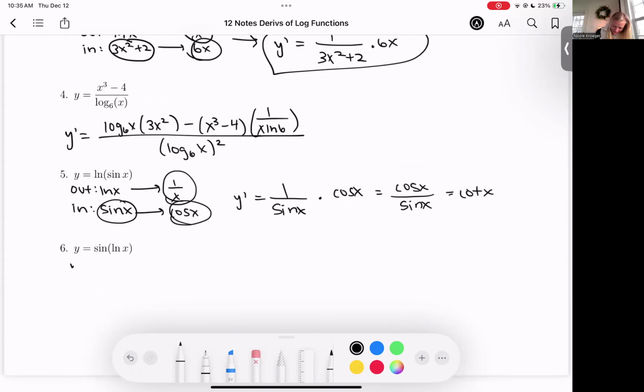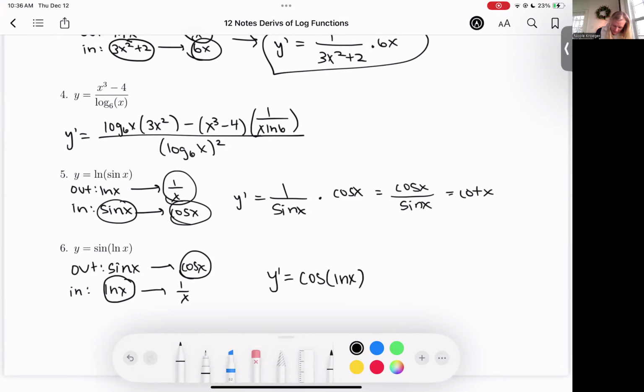This next one, my inside and outside functions have switched. So my outside function is now sine. Its derivative is still cosine. And my inside function is ln. Its derivative is still 1 over x. So now I'm going to plug ln into cosine. So I get cosine of ln of x, and I'm going to multiply by the derivative of my inside function.